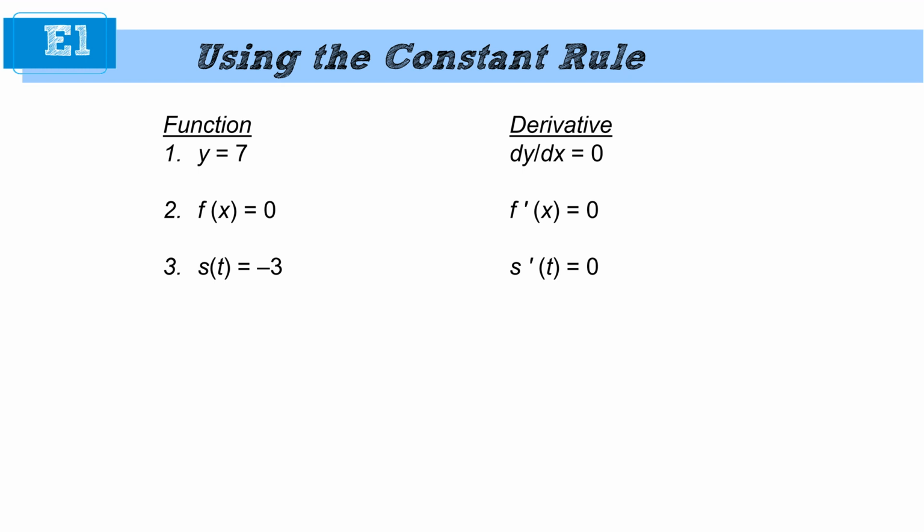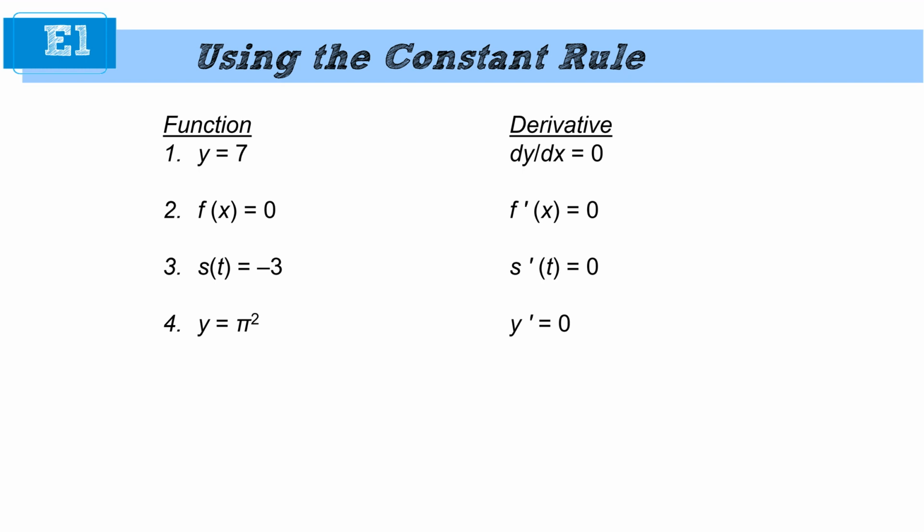Derivative of -3. Okay, now my function is s. My variable is t. S prime of t, what is the derivative of the function s with respect to t? Still going to be 0. Last but not least, what is the derivative of pi squared? Remember, pi is a number, just like e is a number. And the derivative of any number is still going to be 0.